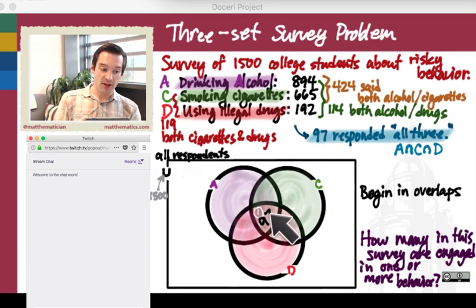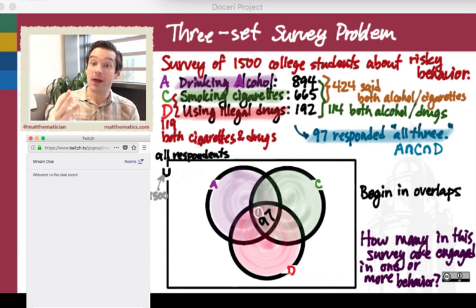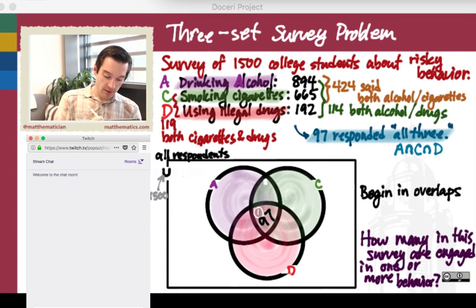My next job is to take a step outwards and look not at the triple intersection, but at the double intersections. Those people who do two of these behaviors, but not three, because we've already counted the people who've done three. So how many people do just two of these behaviors? Well, that depends on which two we ask about. Let me start by asking about alcohol and cigarettes. So the drinkers and smokers who do not use illegal drugs. How many people are there in the intersection of A with C, but who are not part of this 97 who do all three, alcohol, cigarettes, and drugs? How many just do alcohol and cigarettes?